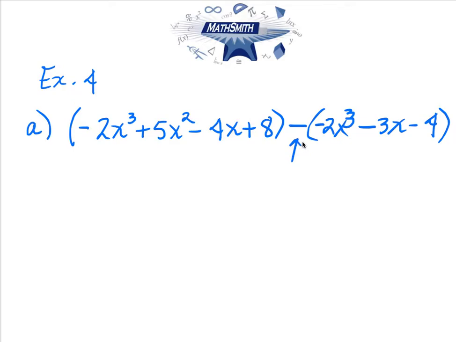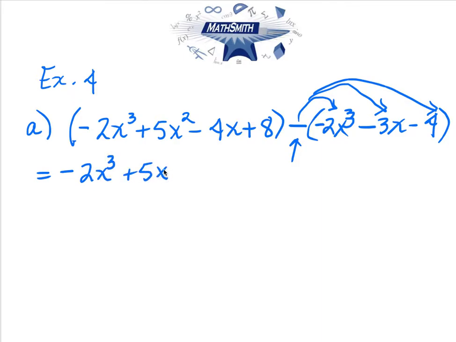All right, so when we look at this minus sign, remember what subtraction is. Subtracting is adding the opposite, right? So in essence, we have to multiply negative 1 to every single term in here. We're distributing the negative over the parentheses. So we're going to rewrite this. We can drop the parentheses on the first polynomial because there's a plus sign, that's like multiplying everything by 1: negative 2x cubed plus 5x squared minus 4x plus 8.